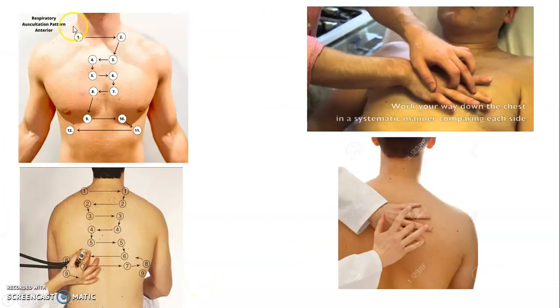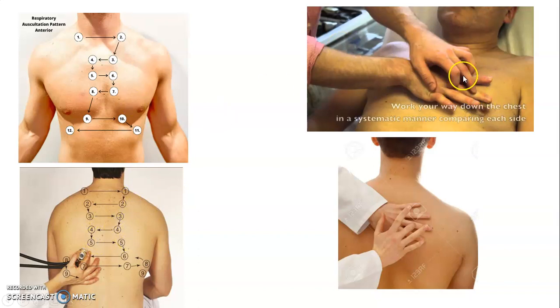When you auscultate the apices above the clavicles, this is how you auscultate. You first auscultate here, 1, 2, 3, 4, 5, 6, 7, 8. So that's how you listen with your stethoscope. Then at the back, this is the order which you follow with how you place your stethoscope. You ask your patient to take a deep breath in and a breath out, and you auscultate.